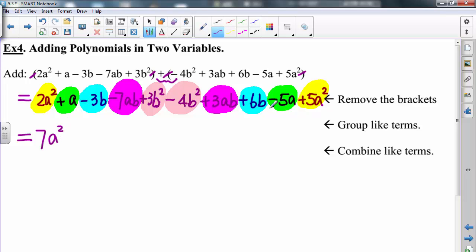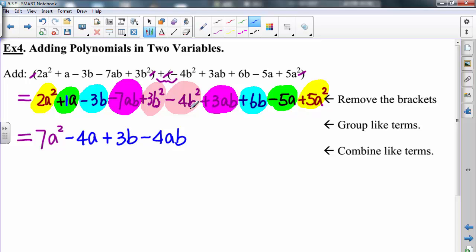Green with green color. Positive a minus 5a. This positive a means positive 1a minus 5a. So minus 4a. Negative 3b plus 6b. Negative 3 plus 6, plus 3b. Hot pink was the hot pink one. Negative 7ab plus 3ab. Negative 7 plus 3, minus 4ab.